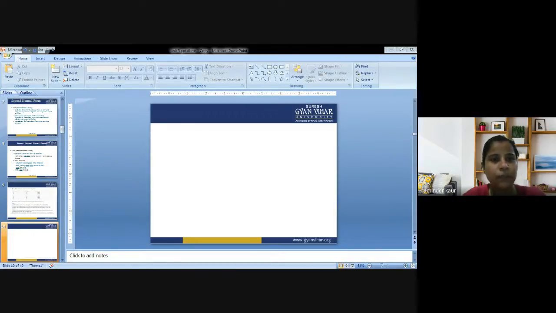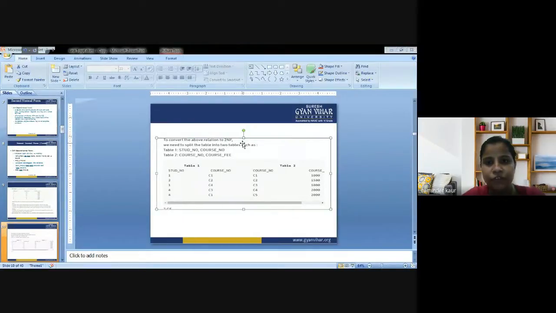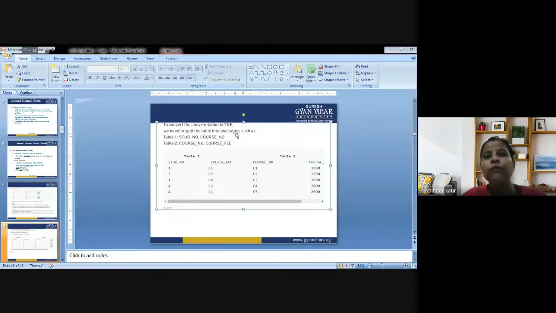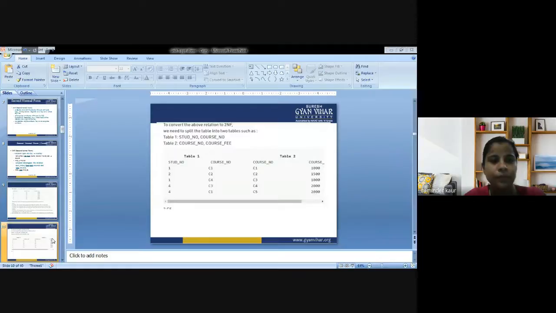Just have a look at the same. These are the mathematical interpretations for the relation. To convert the above relation into 2NF, we are supposed to consider various points. We need to split the table into two tables. Table number 1: student number, course number. Table number 2: course number, because one attribute will remain the same, and second is course fee.